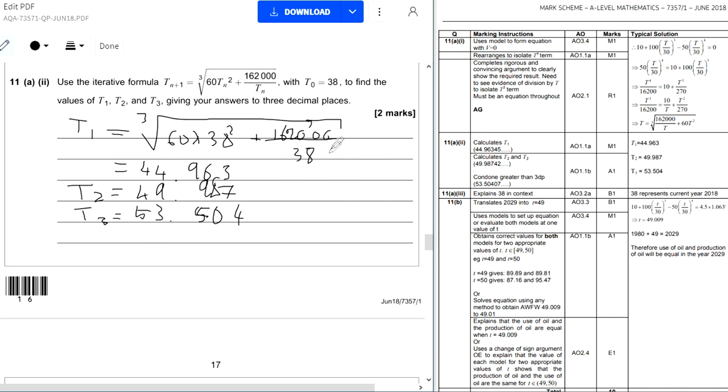I think this is just, can you use your calculator effectively to figure out the next few terms? Can you substitute it in quickly? It's only 2 marks, so it's not really a big issue.